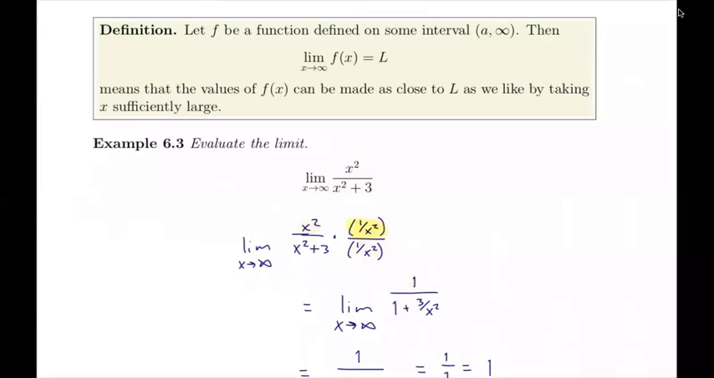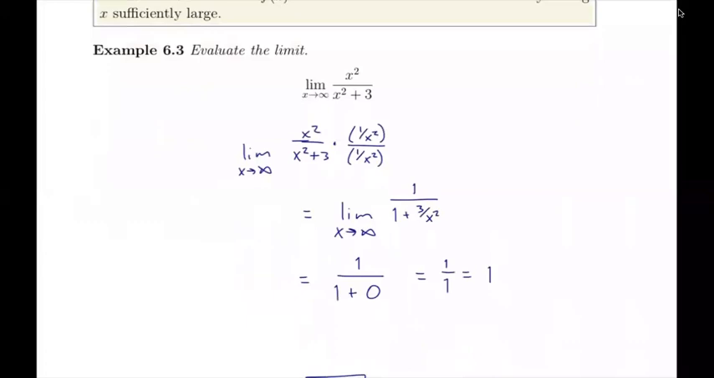On the denominator, I'm going to multiply 1 over x squared times x squared plus 3. So 1 over x squared times x squared is 1, and 1 over x squared times 3 is 3 over x squared. Remember, this term has to multiply by this term and this term. I'm distributing it across. Don't forget to do that. So now what I'm looking at is a function I can more easily evaluate the limit of.